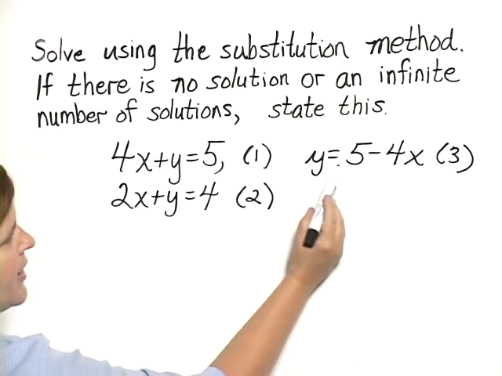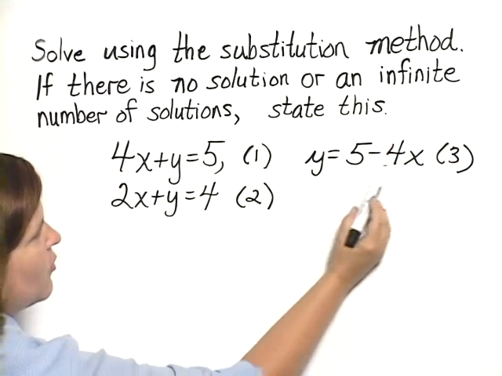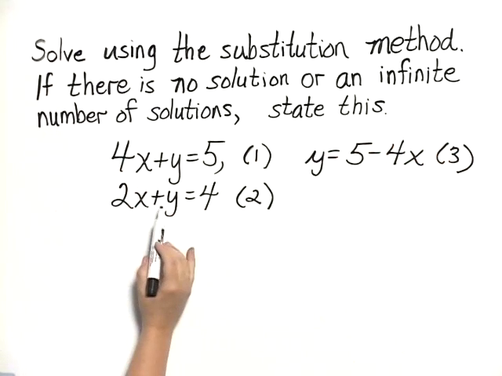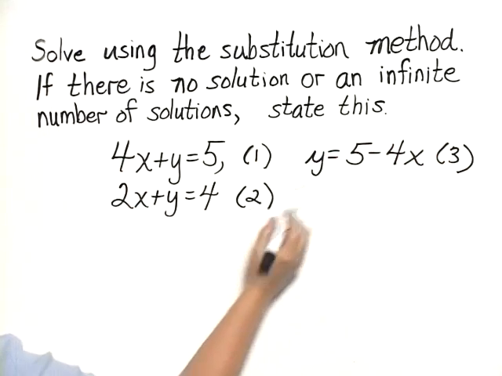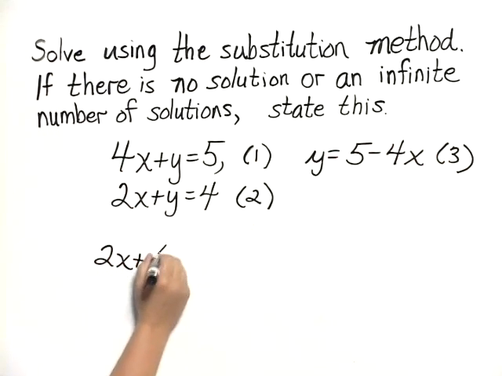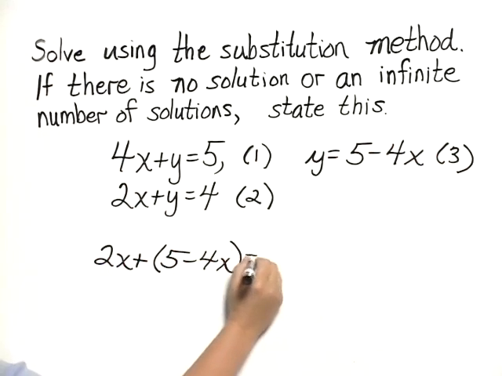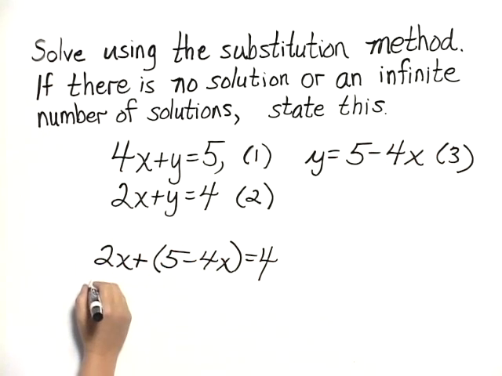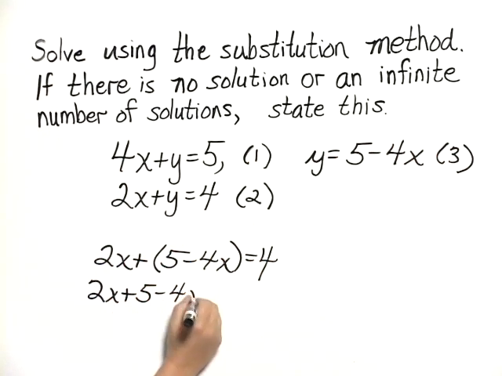Now I know what y is, and I've solved equation 1 for y, so I'm going to take this expression for y and substitute it in equation 2. So where I have a y, I'm going to put 5 minus 4x. So I have 2x plus 5 minus 4x equals 4.